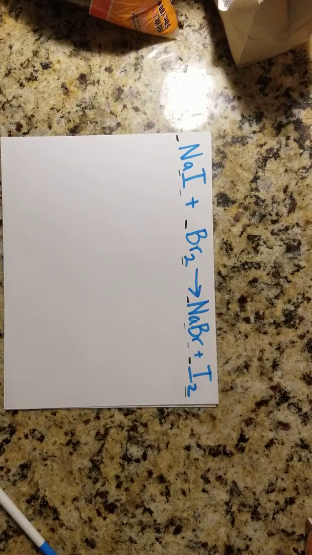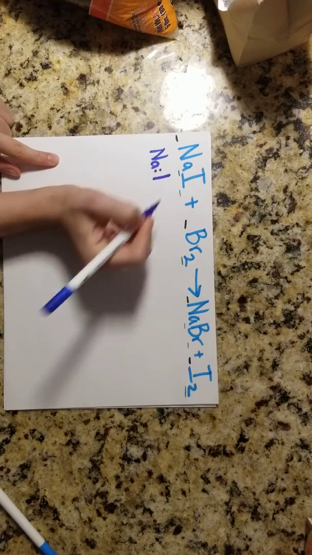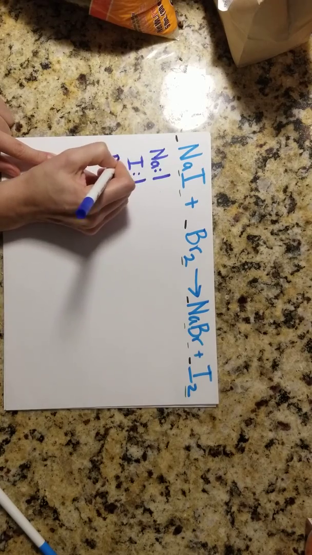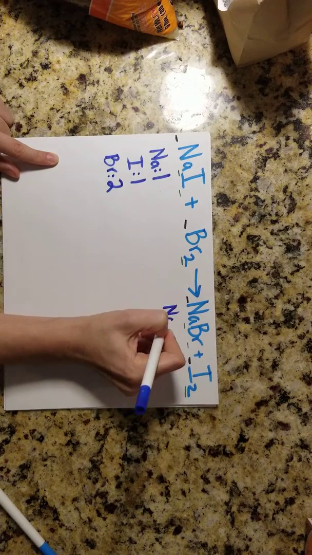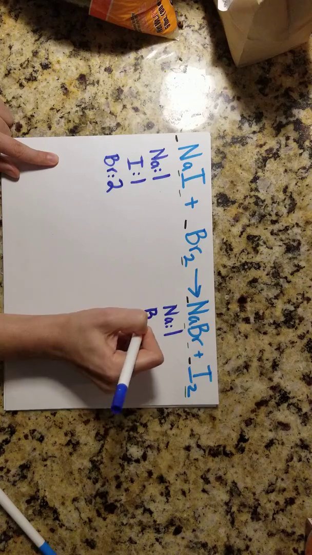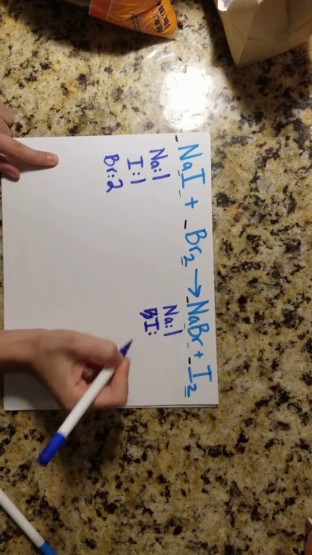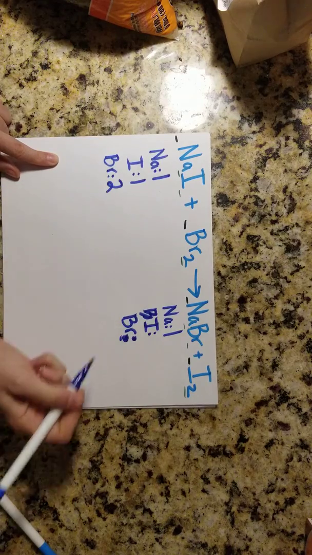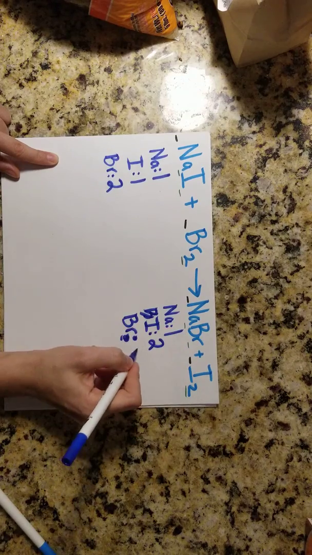So what we're going to do is we're going to figure this out using the method that we have been doing. So there are 1 Na over here. There is 1 I over here. And there are 2 Br. Over here, there is 1 Na. And I'm actually not going to put Br there, even though I know it's right there, because it'll make our life easier in a second. I'm going to keep the same order that I have over here. So I have 1 Na, there are 2 I, and 1 Br.